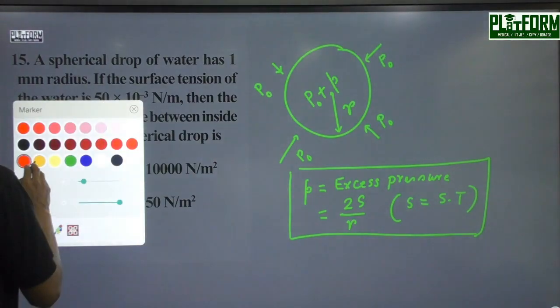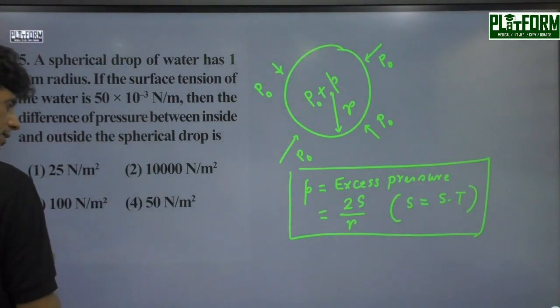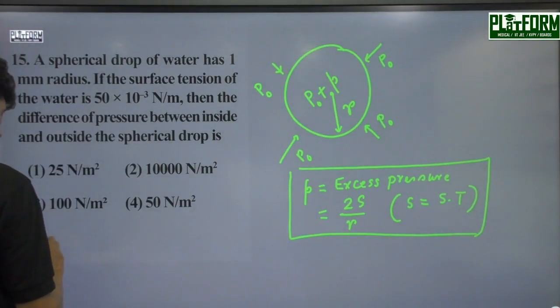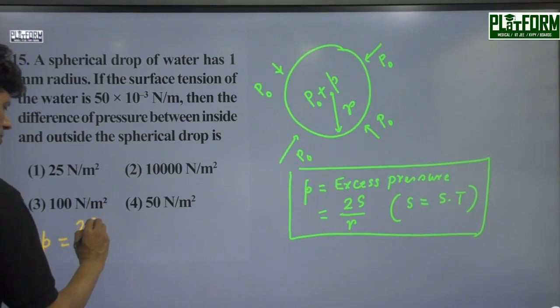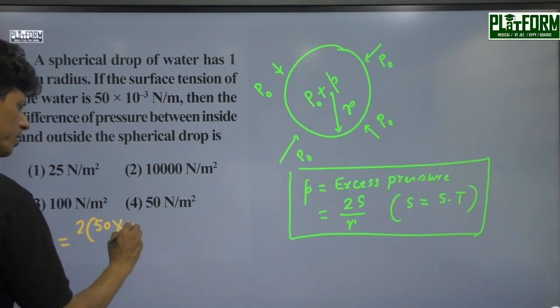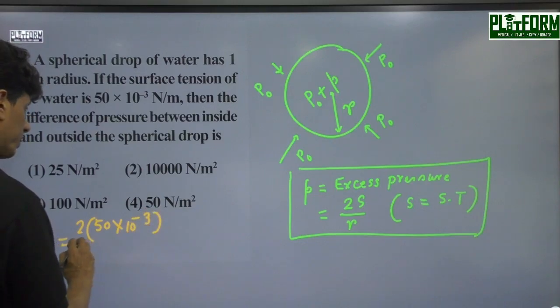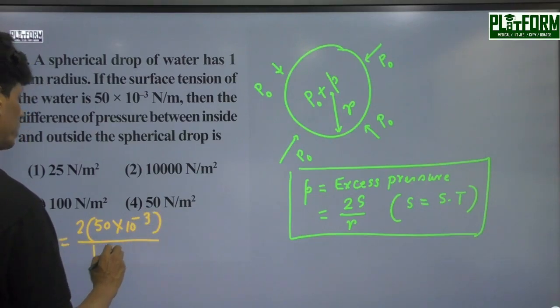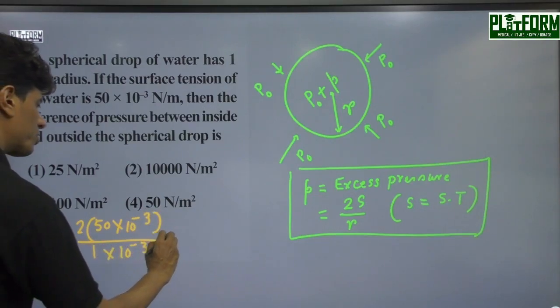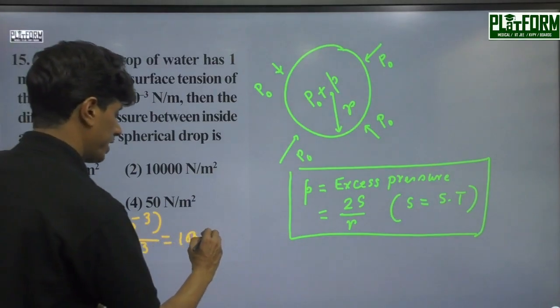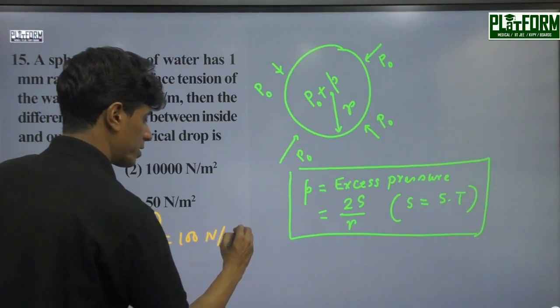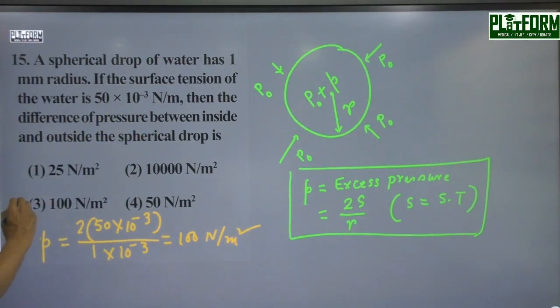Solution of this problem, we can do very easily. P equals 2 into S, given in the problem as 50 into 10 to the power minus 3, and the radius is 1 into 10 to the power minus 3 meters. So the right answer here is 100 Newton per meter square. So the option matches with 3. Let us move to the next question.